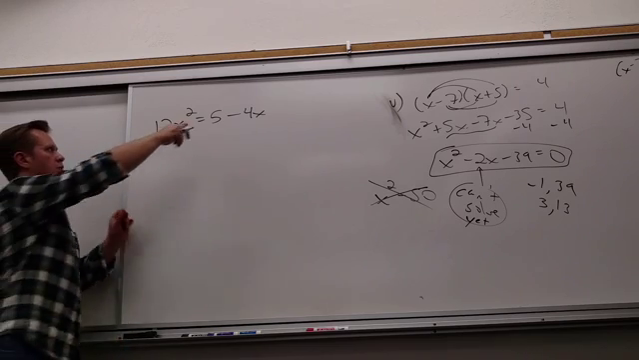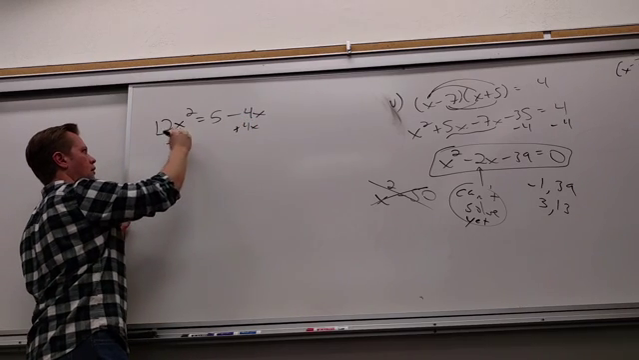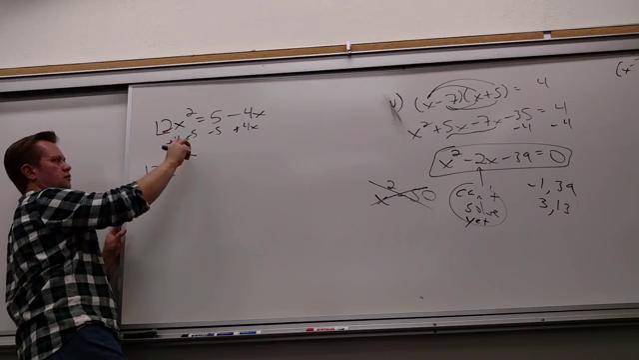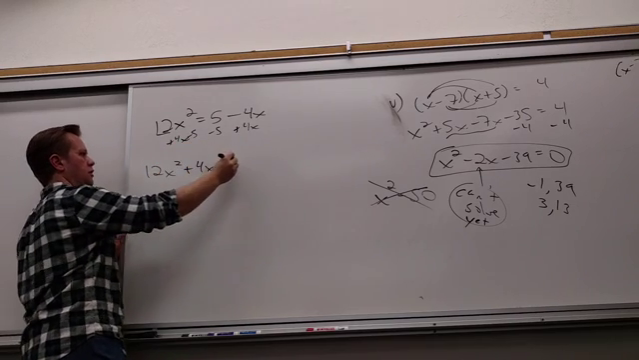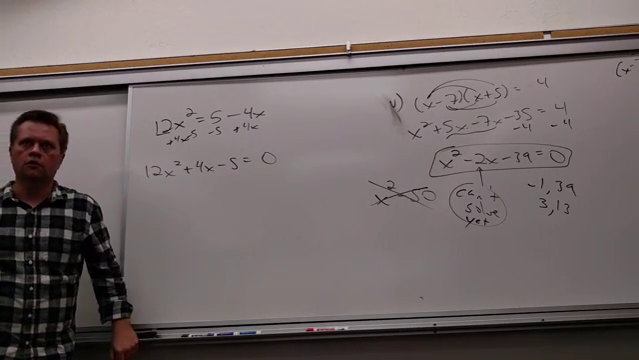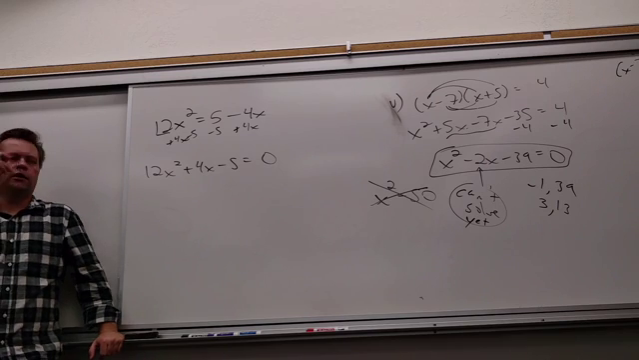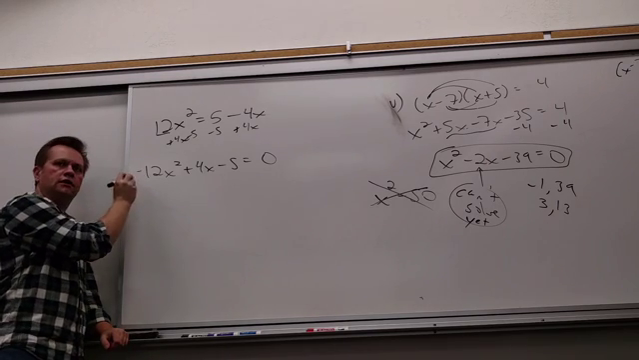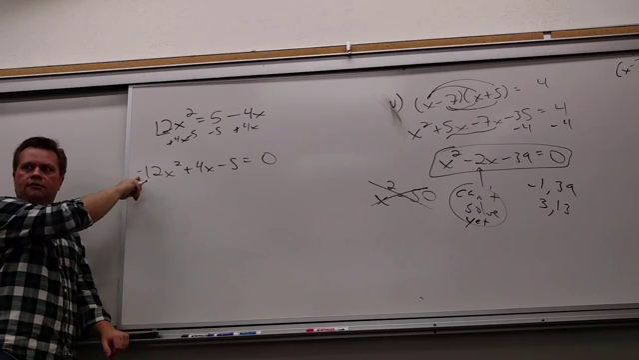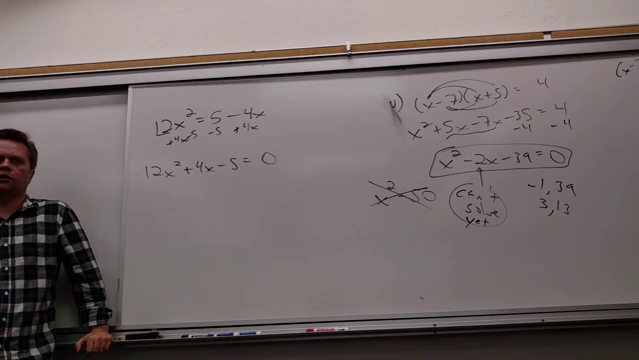So I want to move this stuff over here. I want to add 4x and subtract 5. So I get 12x squared plus 4x plus 4x minus 5 minus 5 equals 0. You totally can do it with the negative, but I don't know if you guys remember in the homework, you did see a couple problems with a negative there. If you try to do it, it's not as easy. It's more difficult. I always try to keep it positive just to make it not too weird.